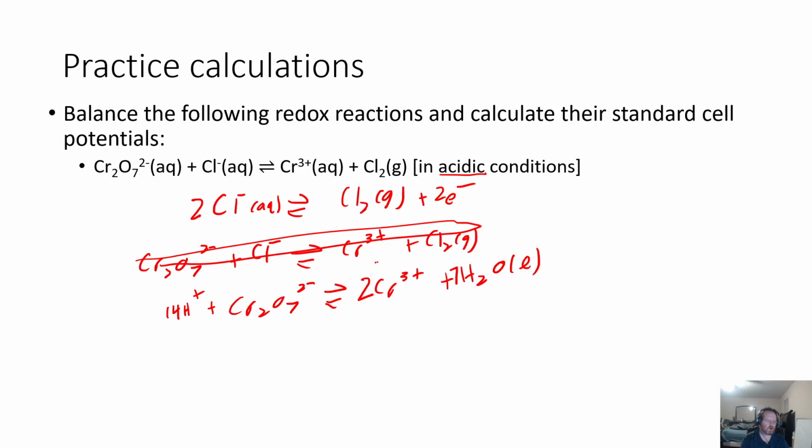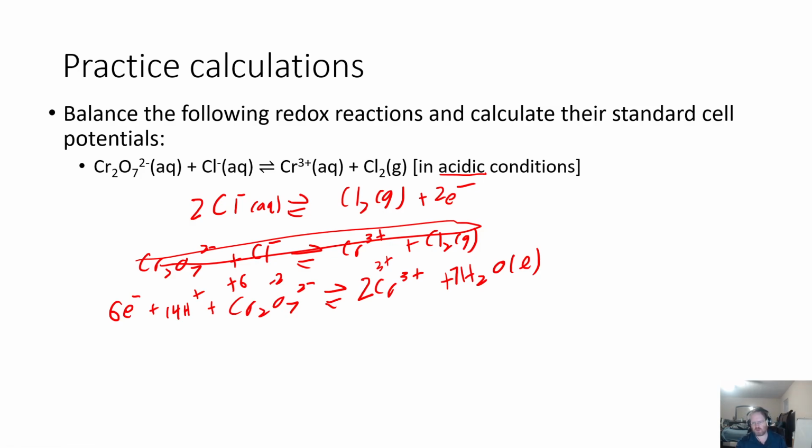On the right side, chromium's 3+, it's on its own. Here, oxygen is -2. There's 7 of them, that's -14. I want the overall charge to be -2, so I need the chromium to be +12, since 12 minus 14 equals -2. If I want chromium to overall be +12, one of them has to be +6, since there's 2 of them. So we are going from +6 on the left to +3 on the right. That means we are having to gain 3 electrons for each chromium, and we're doing that twice. So this takes 6 electrons to make this exchange work.